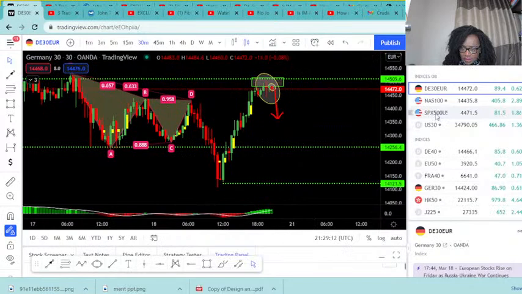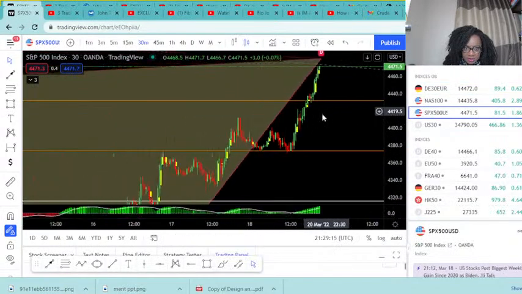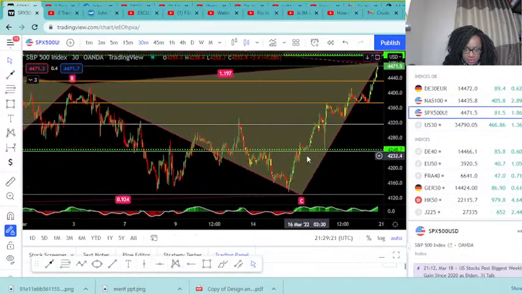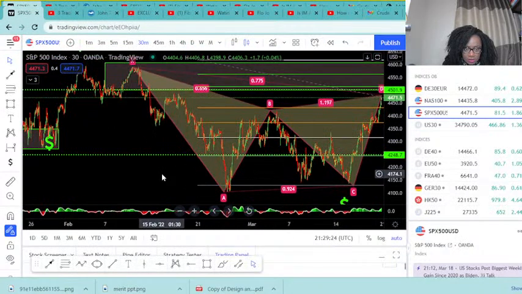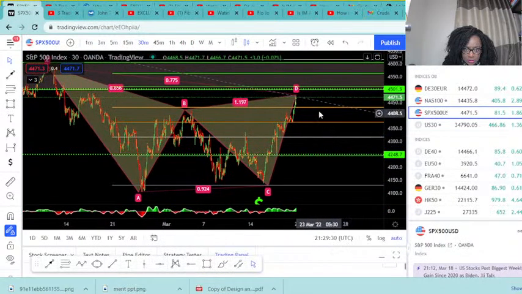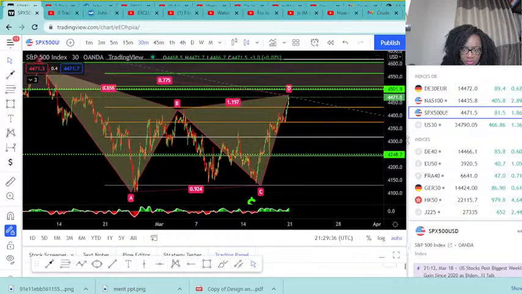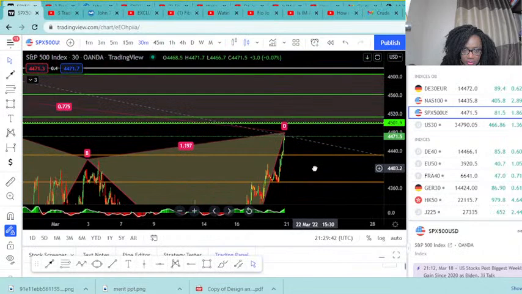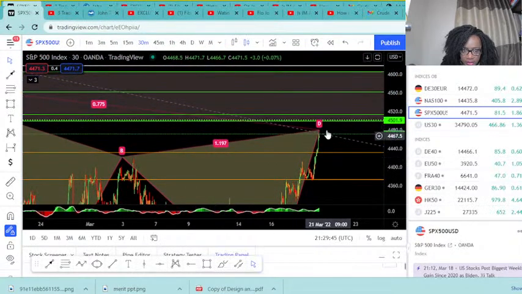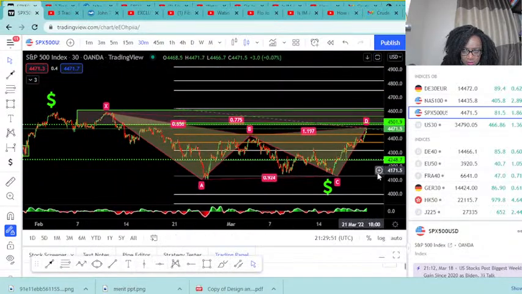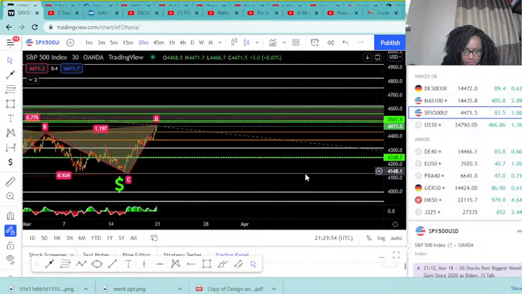Let's see, as far as SPX 500 is concerned, what was my analysis previously? So the SPX 500 has reached a tipping point. The top of the harmonic. Again, we wait and see whether that rise is going to continue. Let's actually look at the harmonic pattern here.